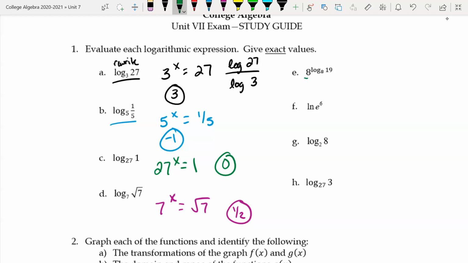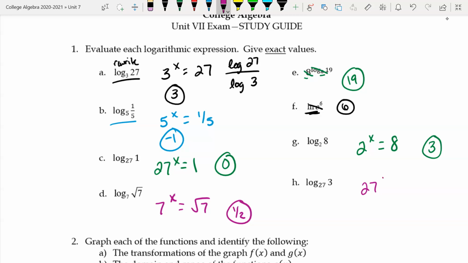Next one, log base 8. Those are going to cancel, so my answer is just 19. Natural log and common base e, again, those cancel, so my answer is just 6. On G, 2 to the what power gives you 8? Well, you can try numbers, but you should know it's 3. And lastly, 27 to the what power gives you 3?